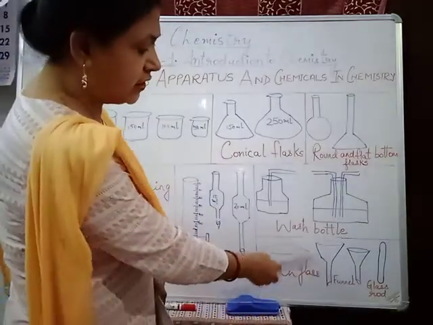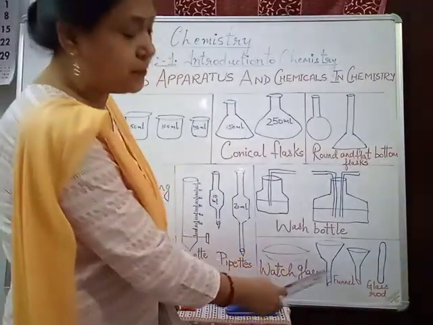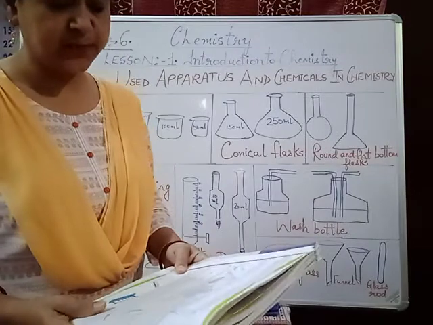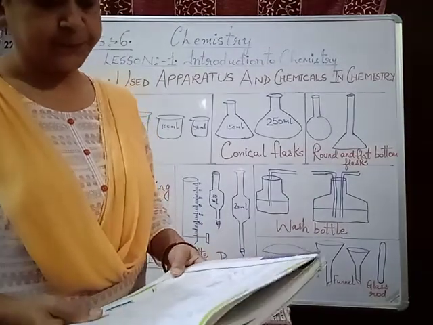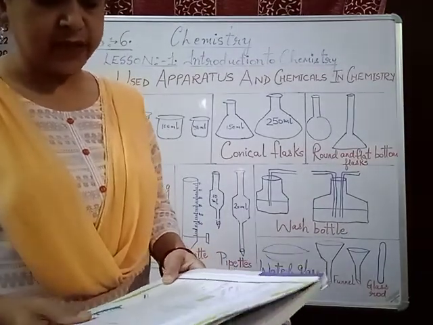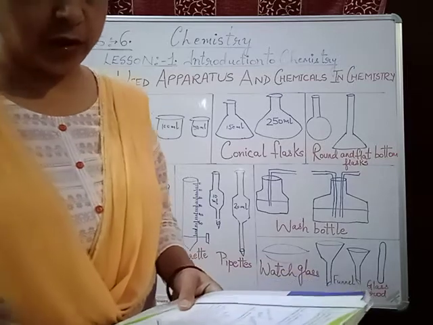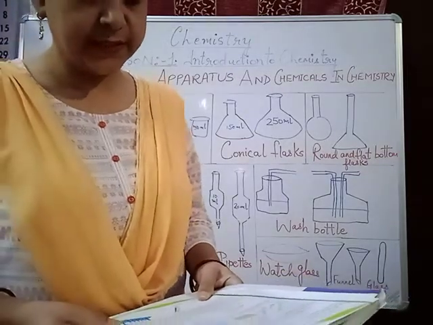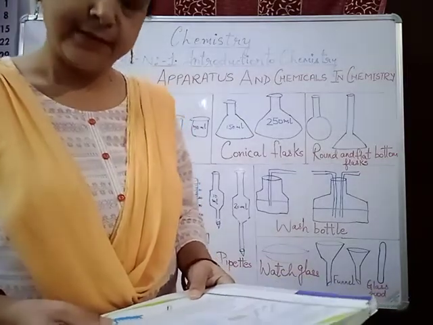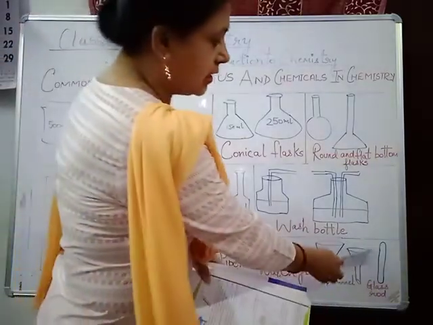Here is a funnel. It is conical in shape and it is of two varieties, polythene or glass. Glass rod. It is a thin and cylindrical solid rod. It is used for stirring solution or for mixing substances. Children, this is a glass rod.